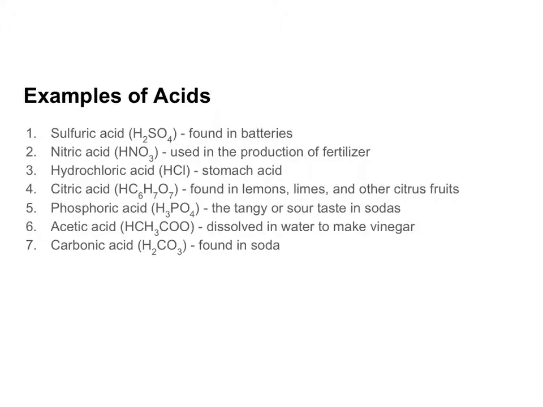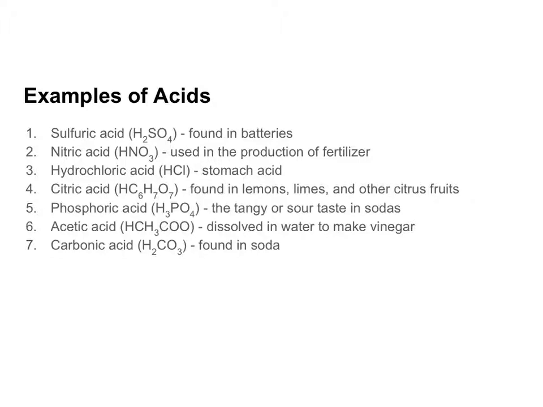So here are some examples of acids. You don't have to memorize anything about this particular slide. I'm just giving you an idea as to where you might find some of these acids that you may or may not have heard of. Sulfuric acid is the acid found in car batteries. Nitric acid is used in the production of fertilizer oftentimes. Hydrochloric acid is your stomach acid.